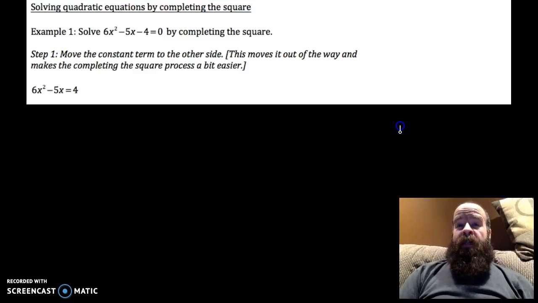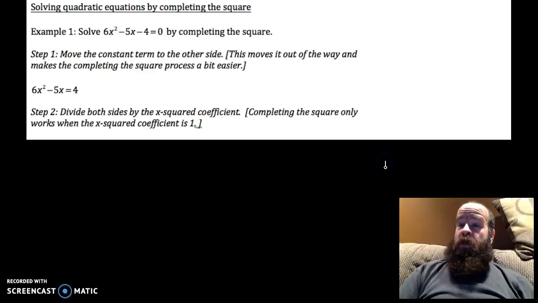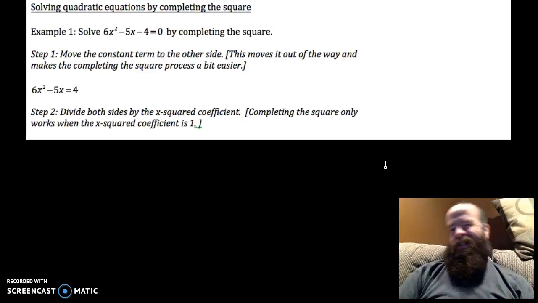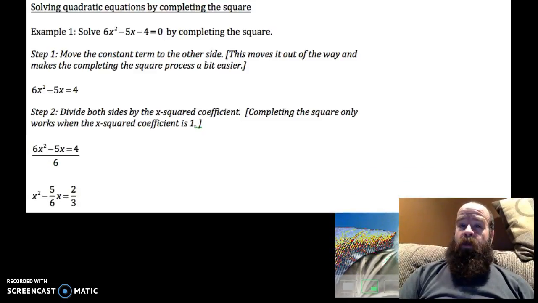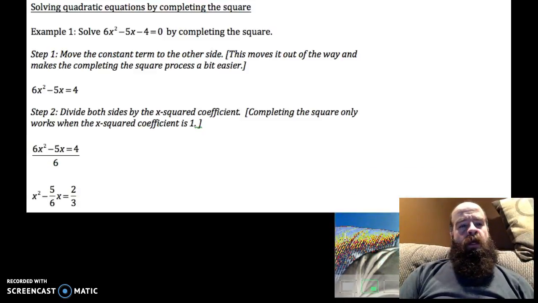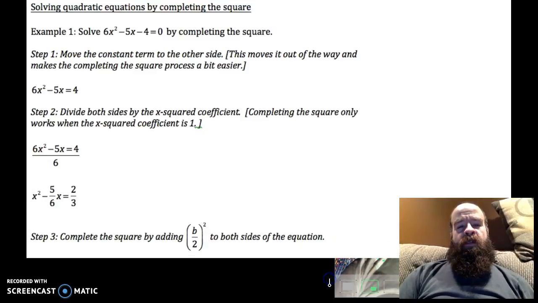Once I've done that, completing the square only works when the x squared coefficient is 1. So I want to get rid of any x squared coefficient that's there. I'm going to divide both sides of this, since this is an equation, by that x squared coefficient. And that would look like this once I simplify it. Now, the third step is to complete the square.